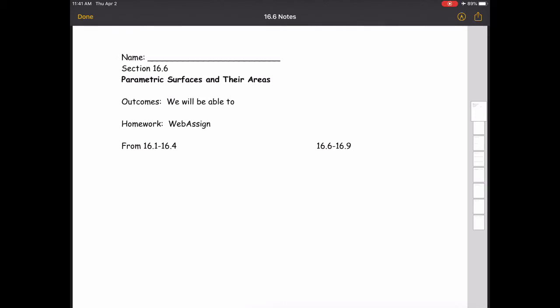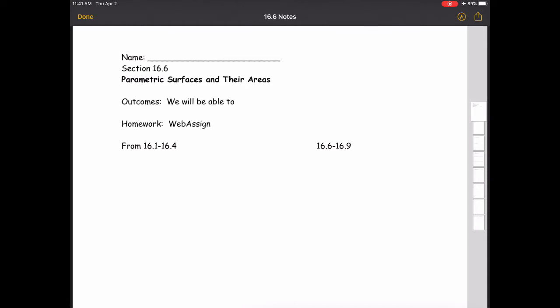Alright, today we're going to talk about 16.6, parametric surfaces and their areas. This is the start of the second half of the chapter. This is kind of where everything starts to roll into one, where it starts to actually have meaning for everything that we've done in the first half of the chapter.